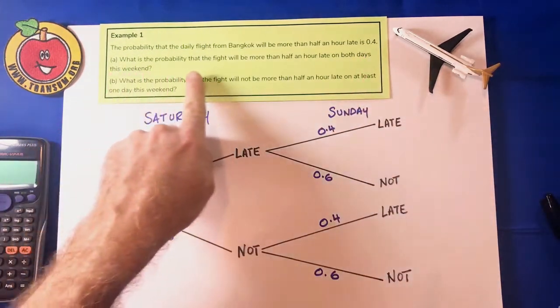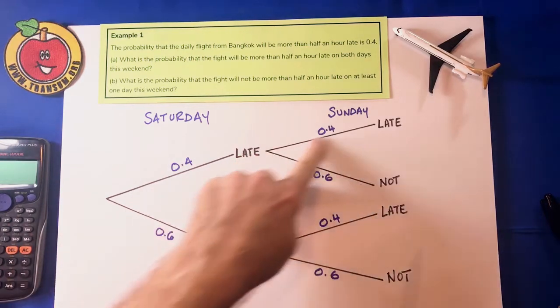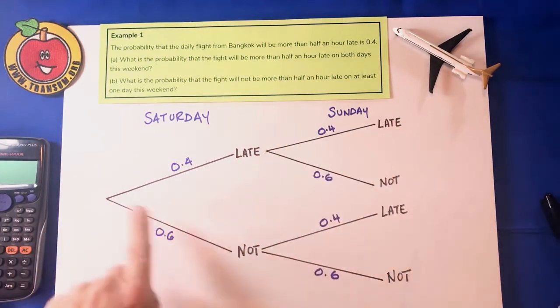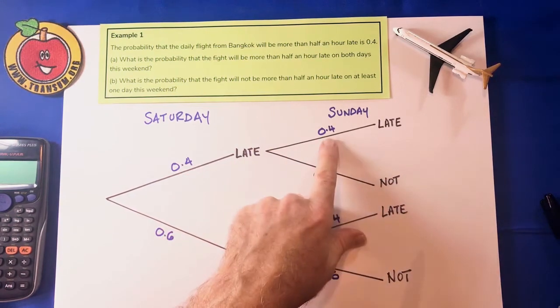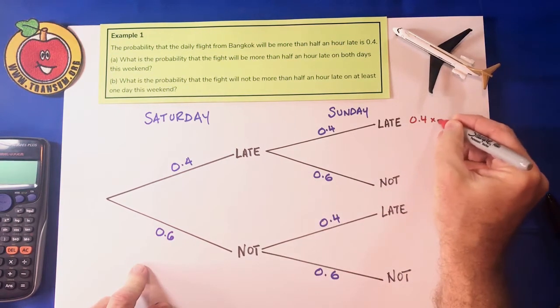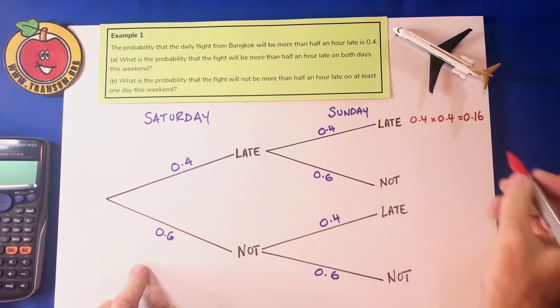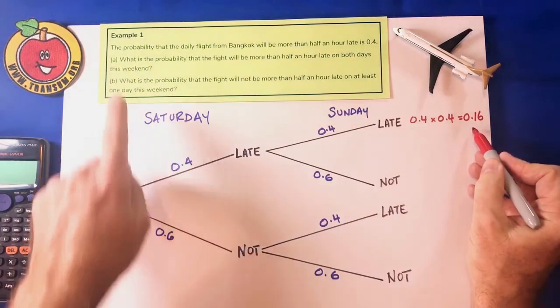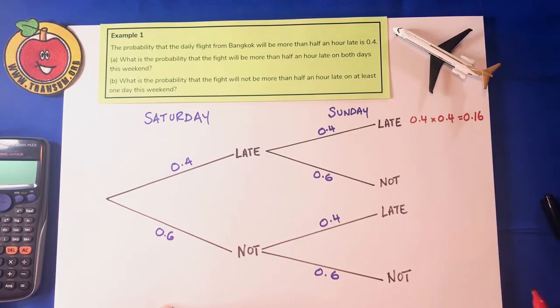So part A of the question asks, what's the probability that the flight will be more than half an hour late on both days? Late, late. That's this route here. And what we do is we multiply these two probabilities together. 0.4 multiplied by 0.4 equals 0.16. So that is the answer to part A. The probability that the plane is late on both days is 0.16.